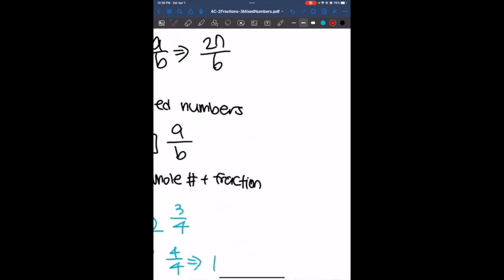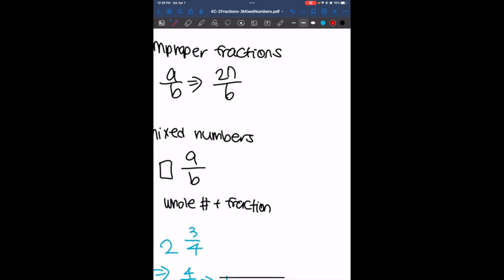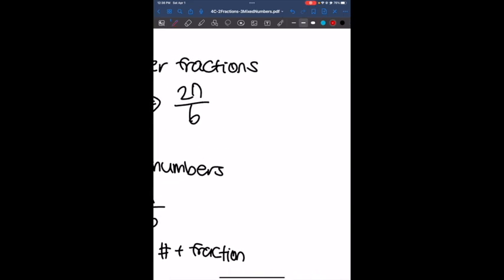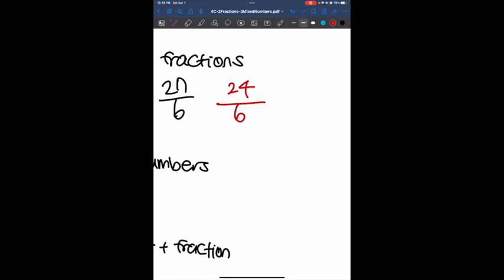Now we should also learn the vice versa, converting from improper fractions to mixed numbers. For example, if we have an improper fraction like 27 over 6, you first want to figure out a multiple of the denominator that is closest to the numerator but still smaller than the numerator. A multiple of 6 that is closest to 27 and smaller than 27 is 24, because 6 times 4 is 24.